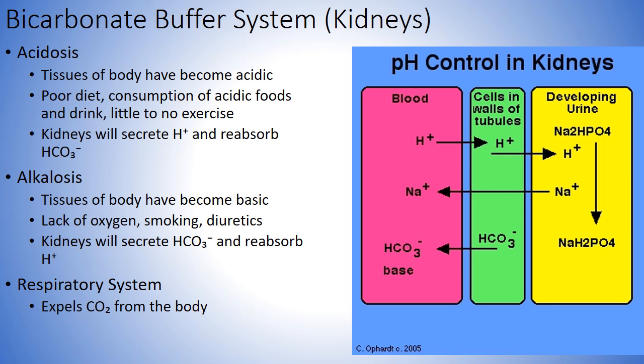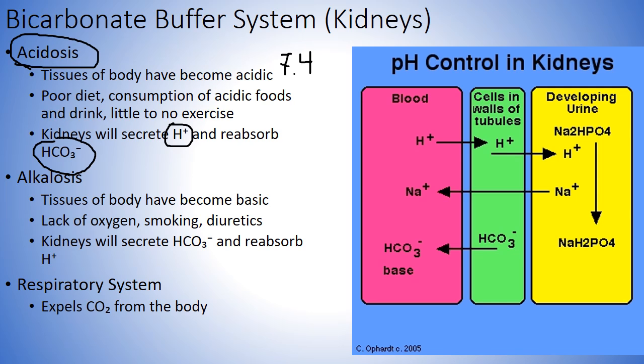So what happens when our body becomes acidic? Well, the kidneys will secrete hydrogen ion and reabsorb bicarbonate ion. Bicarbonate ion is the conjugate base here. Hydrogen ion here is the conjugate acid. Now, taking a look at this, when kidneys secrete hydrogen ion and reabsorb bicarbonate, the pH level will balance off. Okay? Again, our blood needs to maintain that 7.4 pH level.